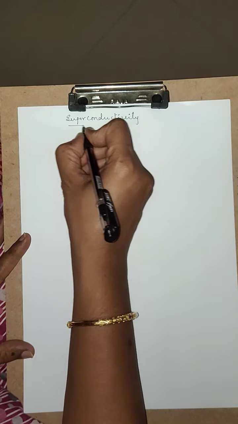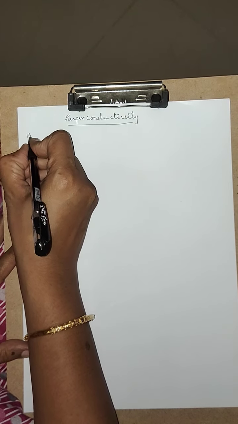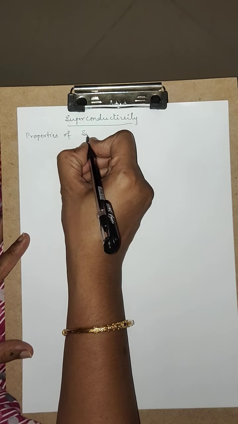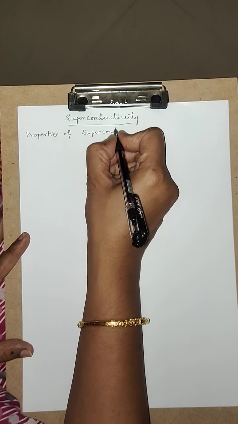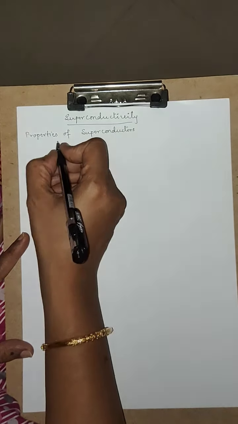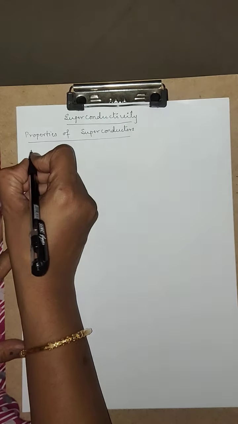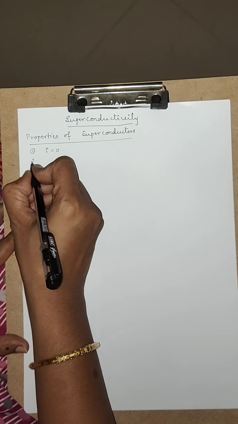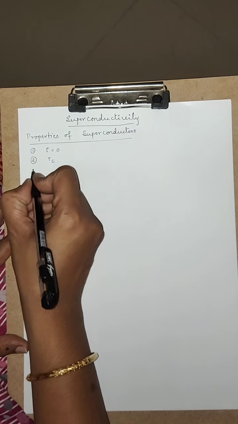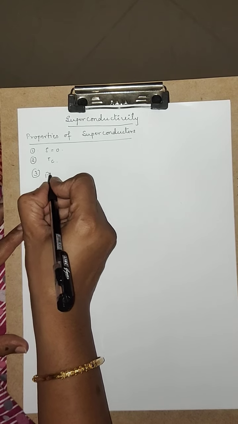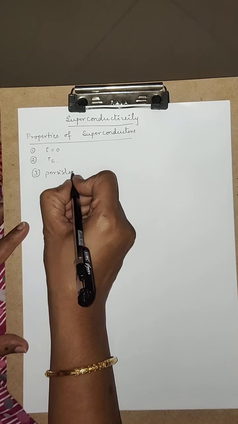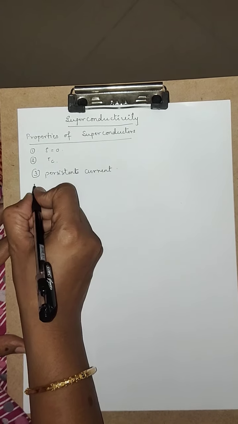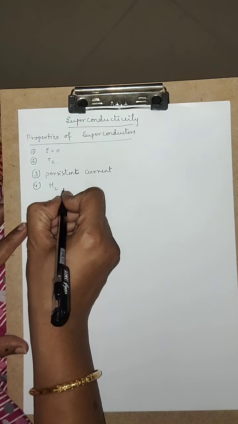In our previous classes, we have discussed the properties of superconductors, which include: first one is zero electrical resistivity, second one is its critical temperature, third one is persistent current, and the fourth one is critical magnetic field.